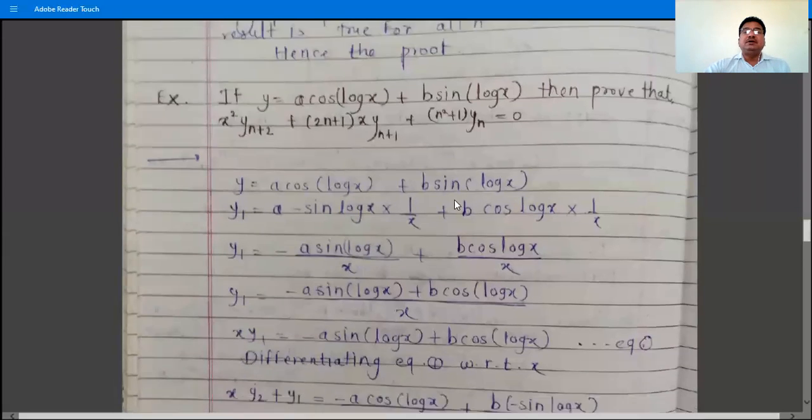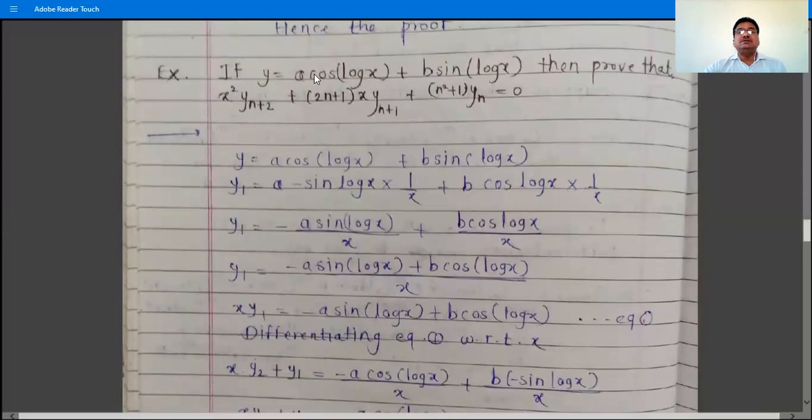Next example on Leibniz theorem. If y is a cos log x plus b sin log x, then prove that x square y n plus 2 plus 2n plus 1 x y n plus 1 plus n square plus 1 y n is equal to 0. So we have to prove this equation.